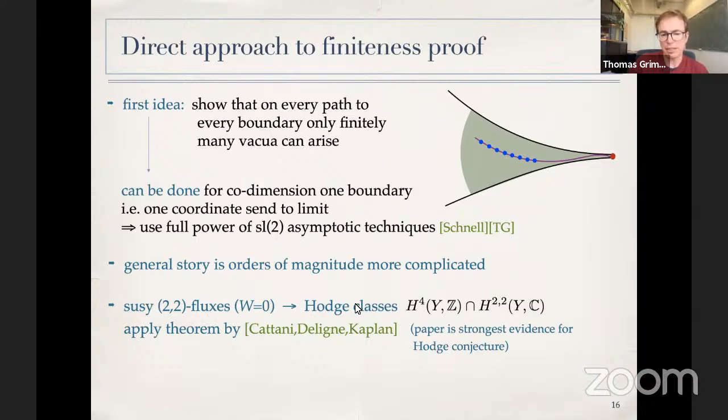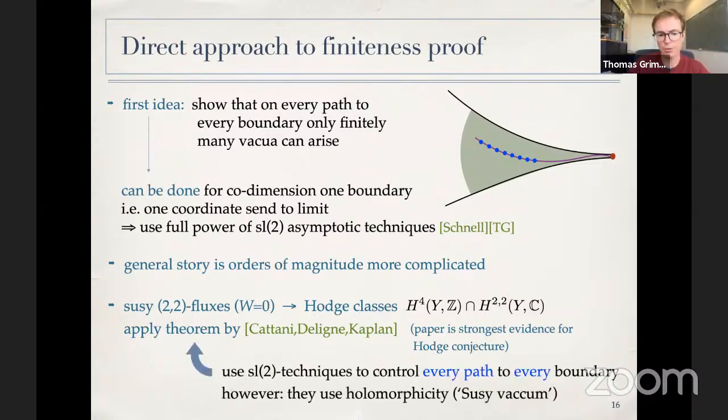In fact, mathematicians have studied this in much more generality, and such (2,2) fluxes would be called Hodge classes. And there is a very famous theorem by Cattani, Deligne, and Kaplan, which is often viewed as the strongest evidence for the Hodge conjecture, because you can prove parts of this theorem assuming the Hodge conjecture, or you can prove it using these SL2 techniques.